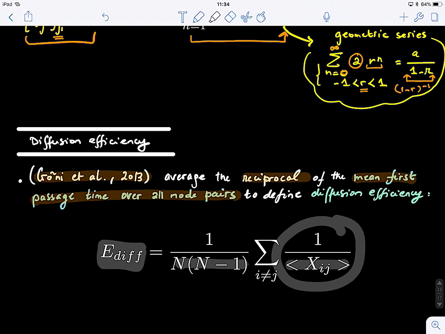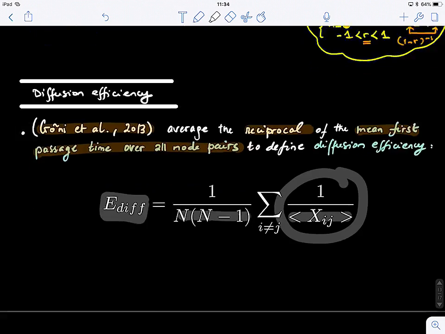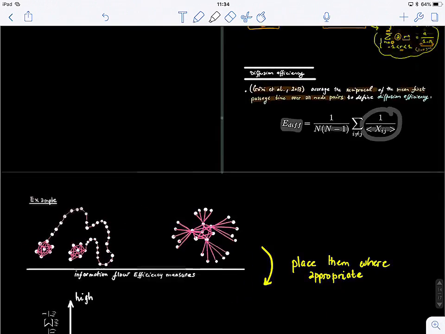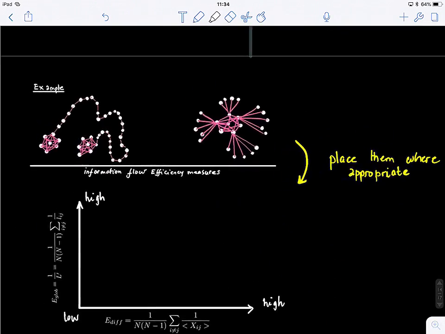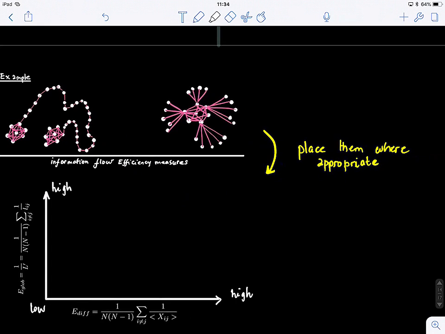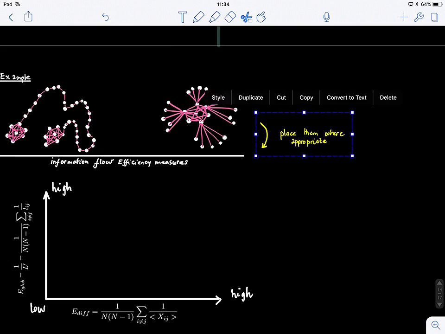So now, what does this mean? Let's look. So here, let me do this. This is an important exercise for you guys.